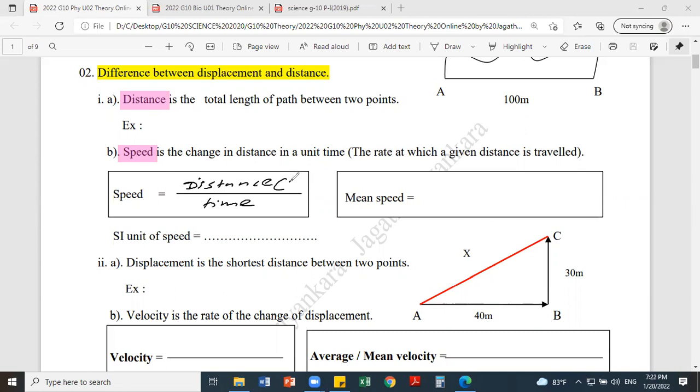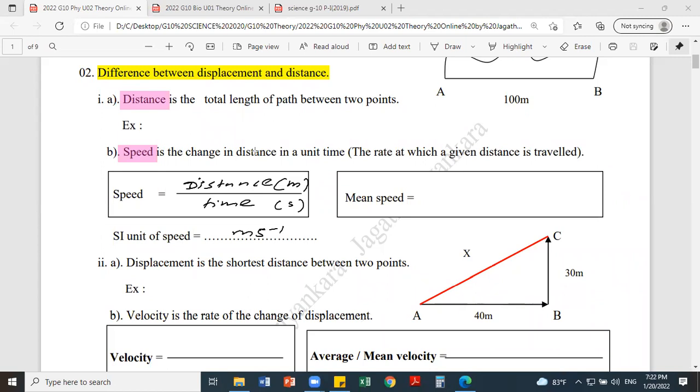If distance is measured in meters and time in seconds, the SI unit of speed is meters per second, m s^-1. Then what will the mean speed be? This is the most important thing. Please highlight this definition. They can ask that in the exam.